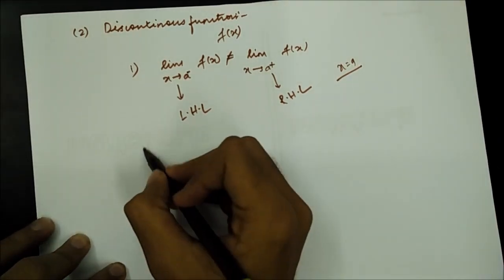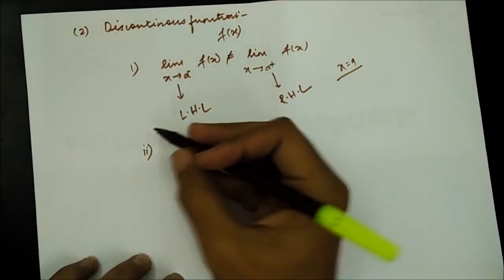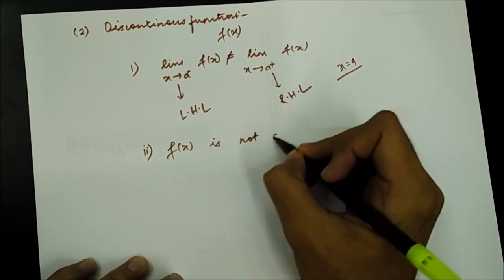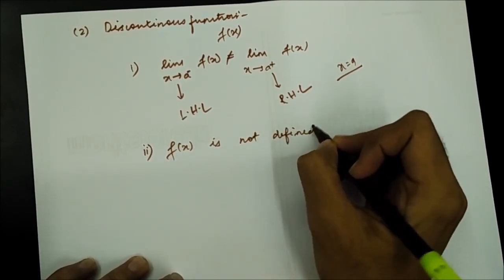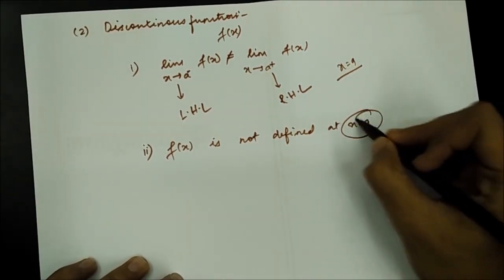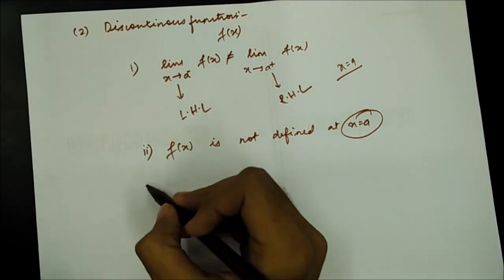The second point for a function to be discontinuous is f of x is not defined at x is equal to a. That means that there is a break at a particular point a. Therefore, a break occurs, and therefore it is known as a discontinuous function.